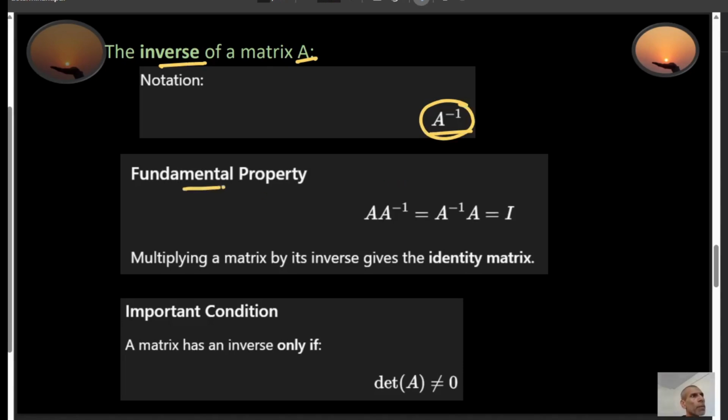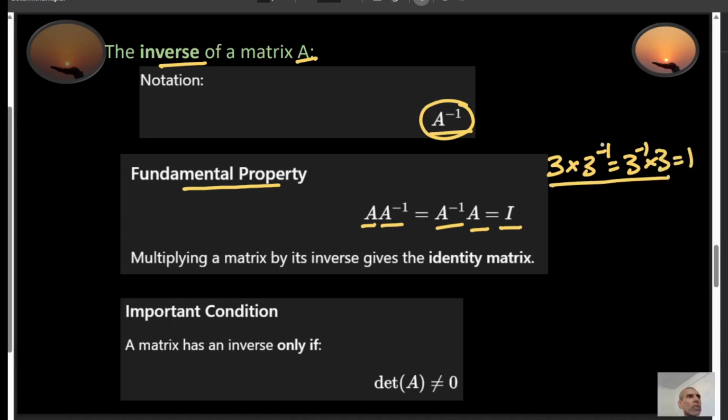Now, one of the fundamental properties of the inverse of a matrix is this: if you take A and multiply by A inverse, or if you take A inverse and multiply by A, it will give you back your identity matrix. Think of this as a number. If you remember from high school math, 3 multiplied by 3 inverse is the same as 3 inverse multiplied by 3, which gives you 1 right here. So think of it this way. This right here is your inverse matrix. In high school math, we denoted the inverse of 3 as 1 over 3.